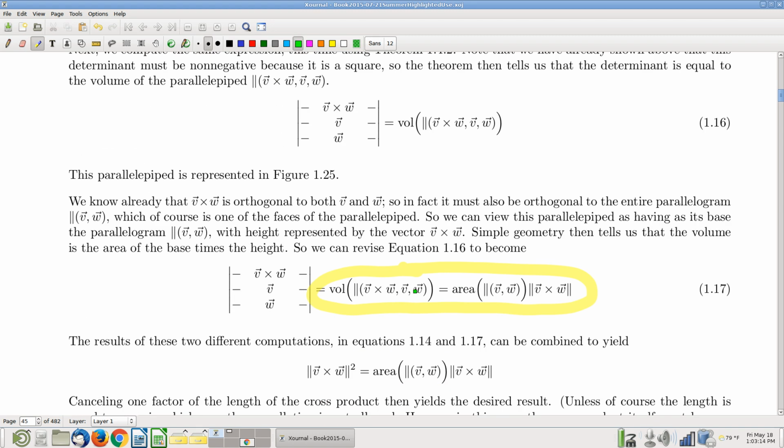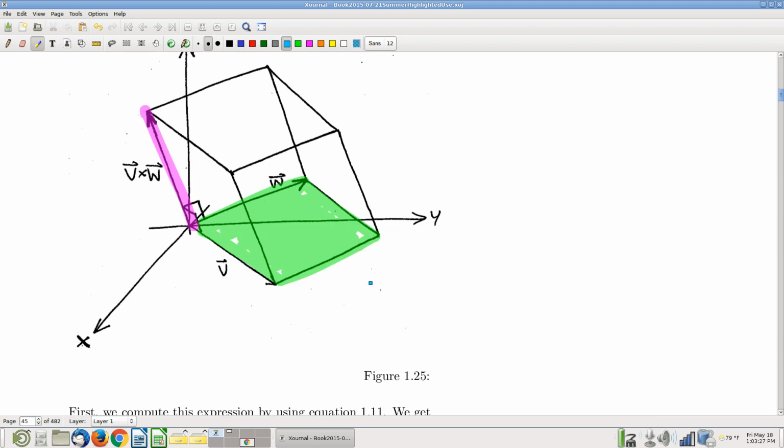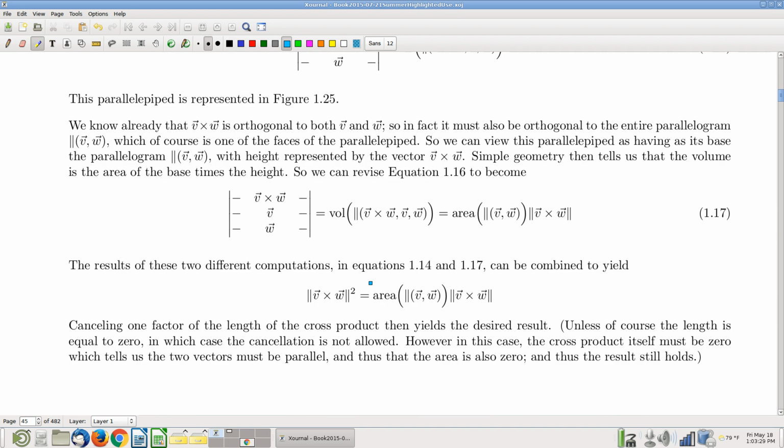So down here, determinant is volume. And the volume, as we just discussed, is colors. What color did I use? Green for the area and purple. Magnitude of the cross product is the height.